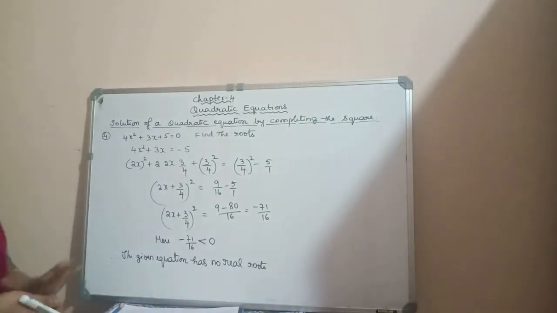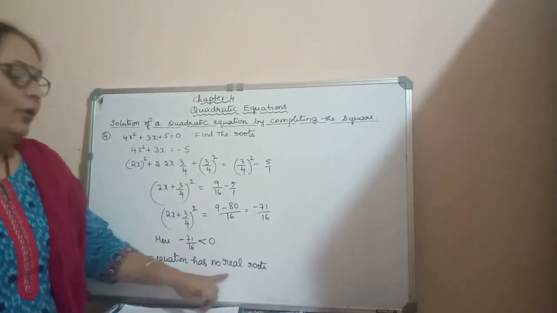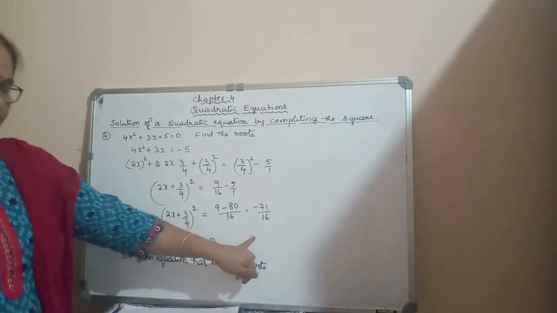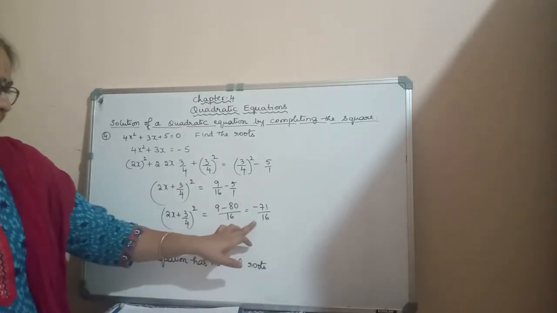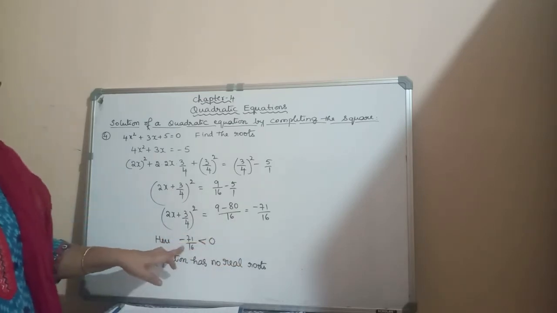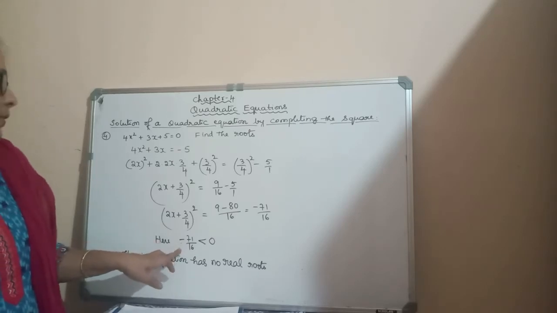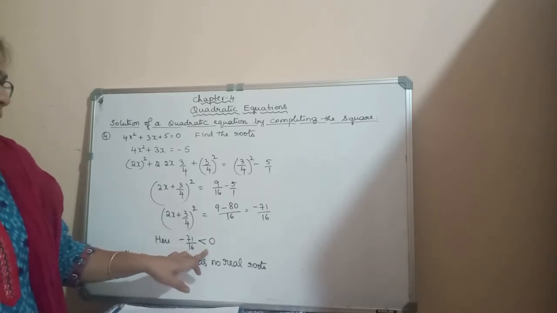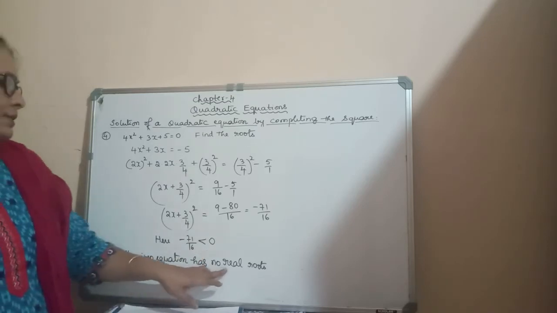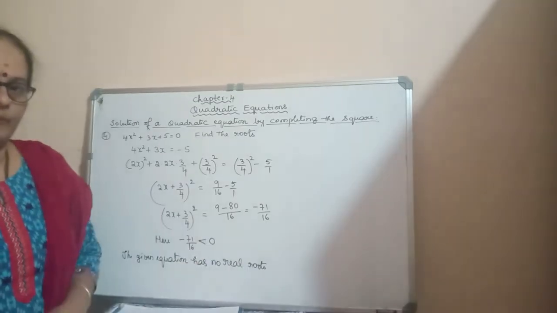The above equation has no real roots, because here in the RHS you will get a negative, that is less than 0, minus 71 by 16. It is negative, so you cannot take the root of this. So the given equation has no real roots.